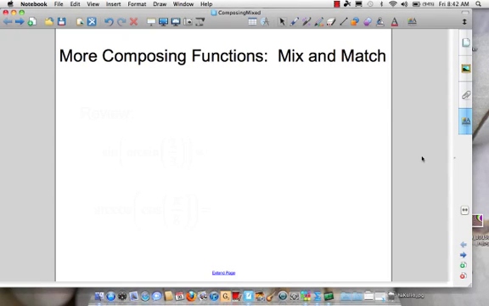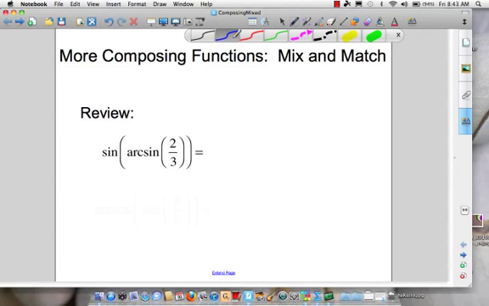This lesson continues our exploration of composing trig functions and inverse trig functions. So let's just start with a review of what we've already covered. If I asked you for the sine of the arcsine of 2/3, hopefully you recall that if the trig function sine is on the outside and the inverse trig function, in this case arcsine, is on the inside, then you pretty much know that the answer is going to be that argument, 2/3.